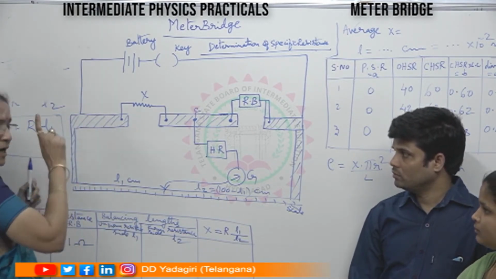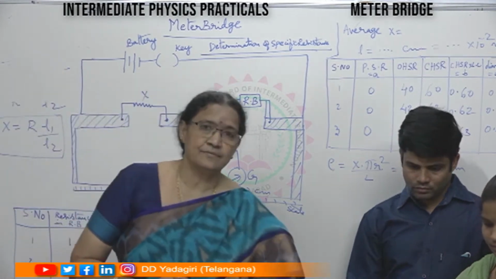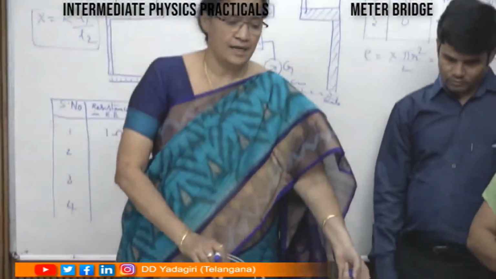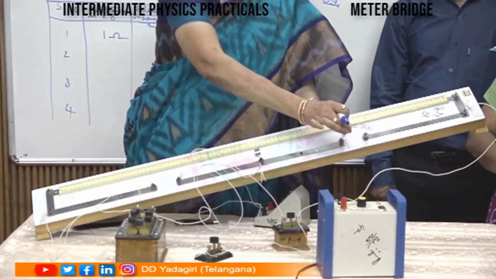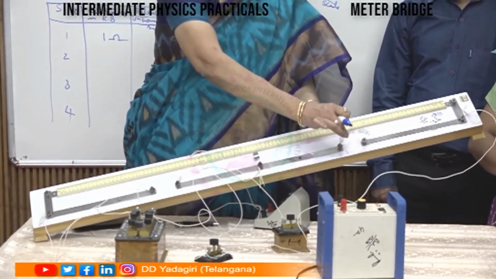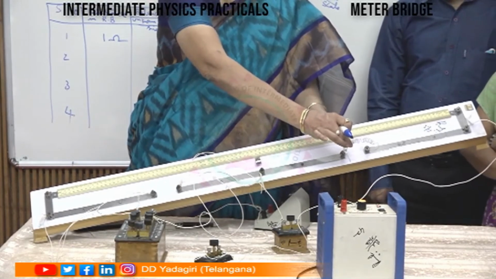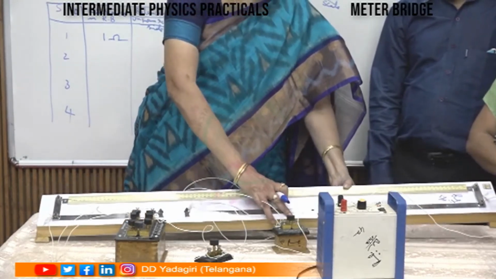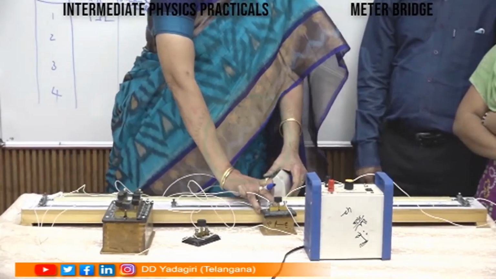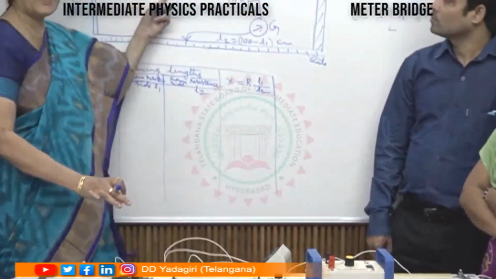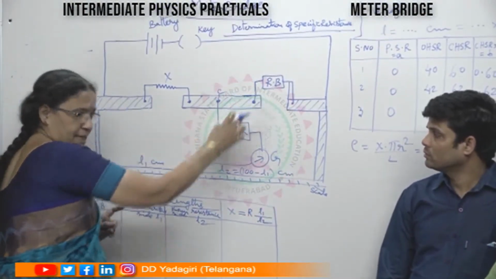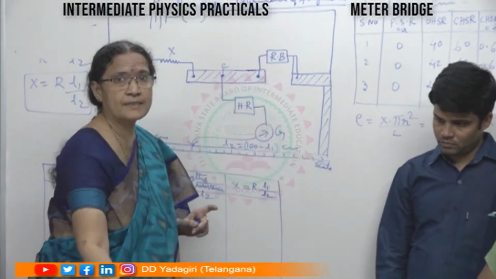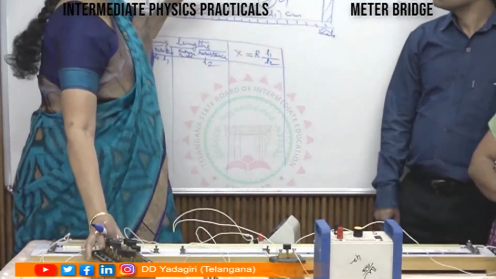Using this formula, we are going to find the resistance of the given wire, the nichrome wire which you have connected. Nichrome is an alloy. This you have connected in the left gap of the meter bridge. So the connections are done as per the circuit diagram here. X is the unknown resistance. RB is the resistance box.